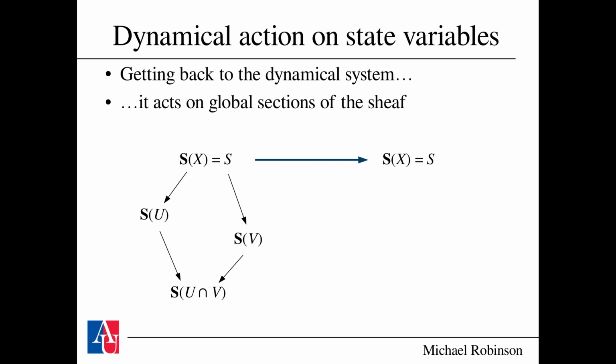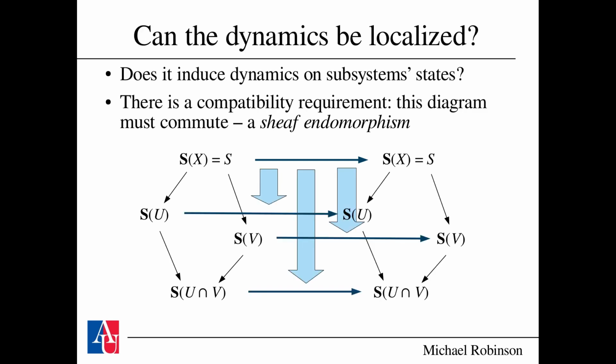Great. Okay. Now, what about the dynamical system part? That was just like the state of the system. The dynamical system acts on the global sections. So that's a map on the top of this diagram. I need to ask, well, okay, great. What happens on the smaller side, on each of those local subsystems? Does it induce dynamics on those subsystems' states, i.e., I get lots of little dynamical systems, and the whole works as a commutative diagram. This defines a sheaf endomorphism, and the question is, when can this happen? It obviously can't always happen. If you choose a poor subsystem decomposition, this might not happen. So that's the main question.